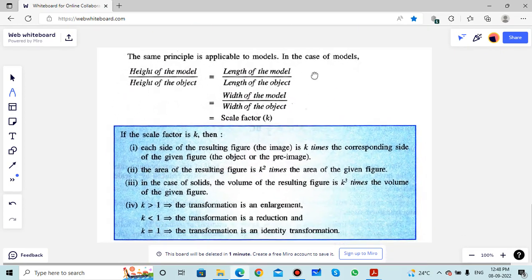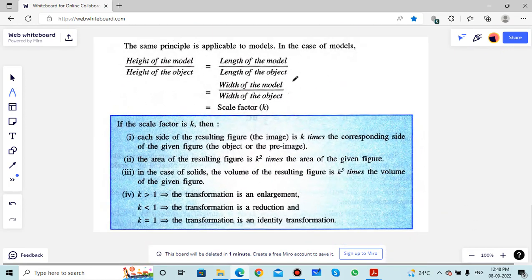The same principle is applicable to models also. So height of the model upon height of the object. For example, there is a model of a house. Whatever the height of this model is, an actual house will be something different, right? Say the height of the model is just 10 centimeter, and then the K factor they have given you is, say, 100. So if it's 10 centimeter, it will be 1000 centimeter over here, right?